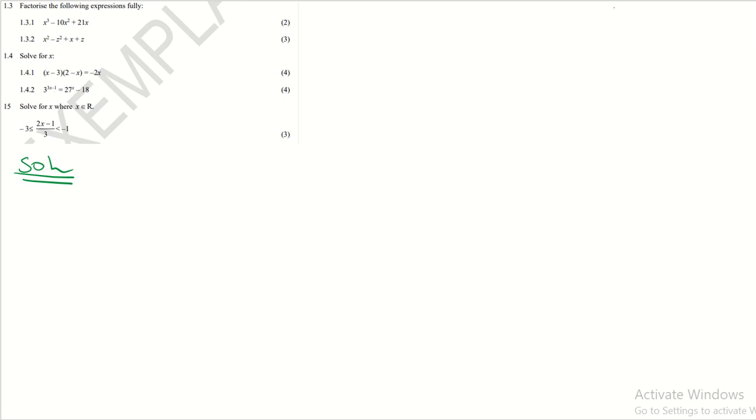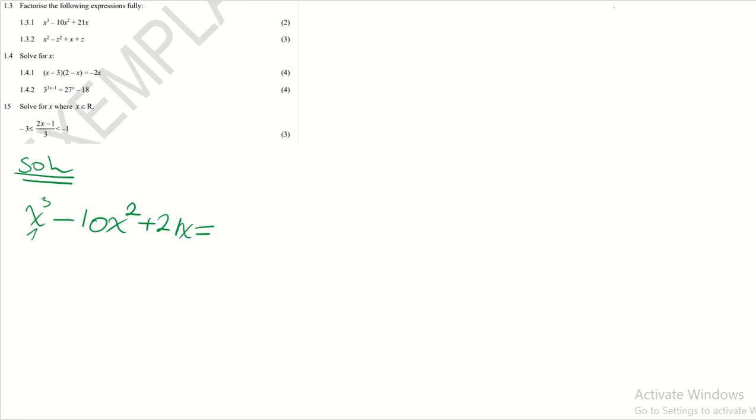This is the solution to 1.3.1. We factorize. Here we have a cubic function, a function of degree 3. They want us to find factors. Factors are numbers that when you multiply them, we can get this.